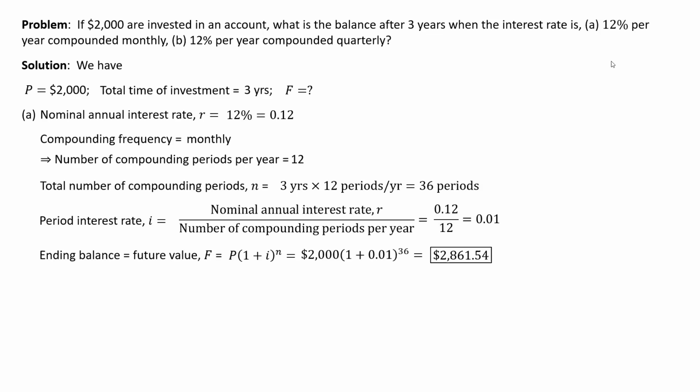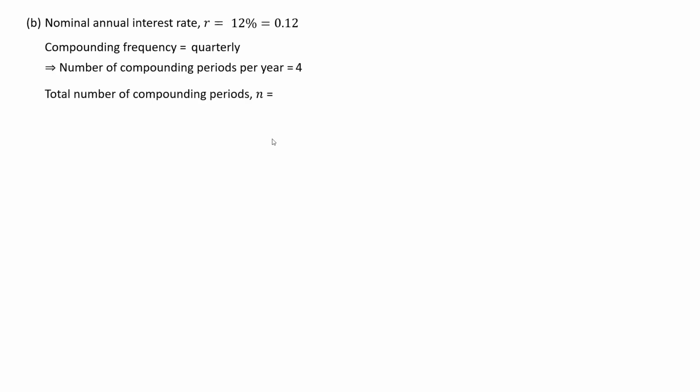All right. Cool. Let's move on to the next part, part B, where the nominal annual interest rate is still 12%, right? Still 12% per year, second part, 12% per year compounded quarterly. That's the only difference. So let's see how that works. 12%, compounding frequency is quarterly. How many compounding periods per year? 4. And so total number of compounding periods, because investment time is 3 years, so 3 years times 4 periods per year gives you 12 periods in this case.